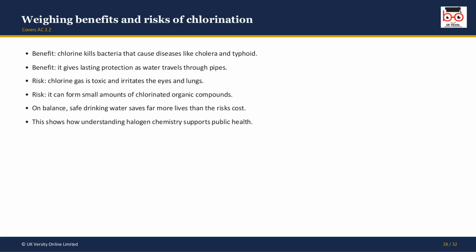It's worth weighing up chlorination honestly. On the benefit side, chlorine kills the bacteria behind diseases like cholera and typhoid, and it keeps working, giving lasting protection as water travels through the pipes. On the risk side, chlorine gas is toxic and irritates the eyes and lungs, and it can form small amounts of chlorinated organic compounds. On balance, though, safe drinking water saves far more lives than those risks cost, and it's a good example of halogen chemistry directly supporting public health.